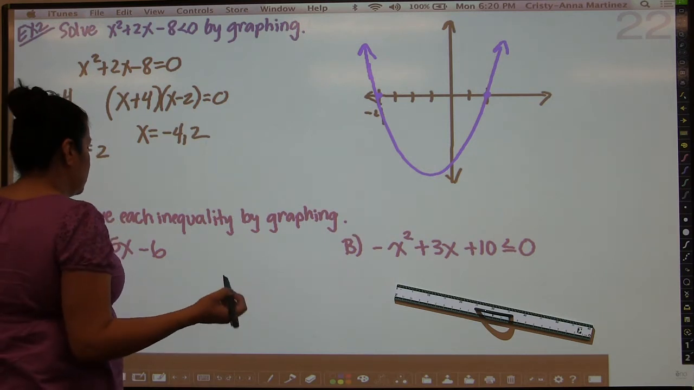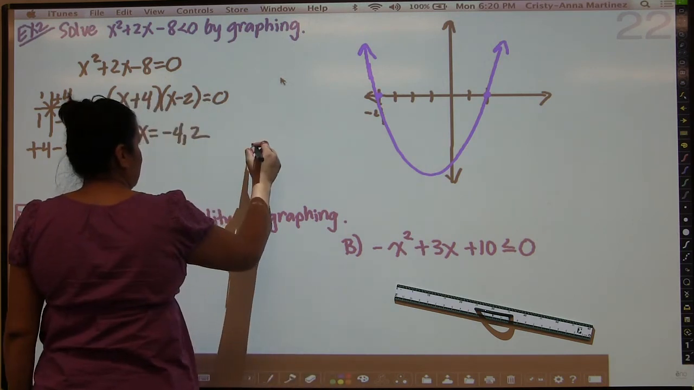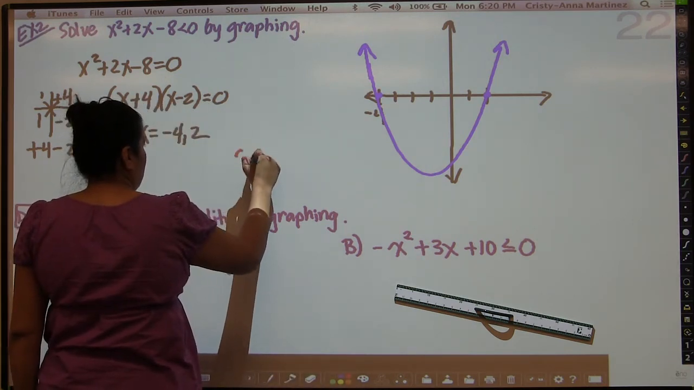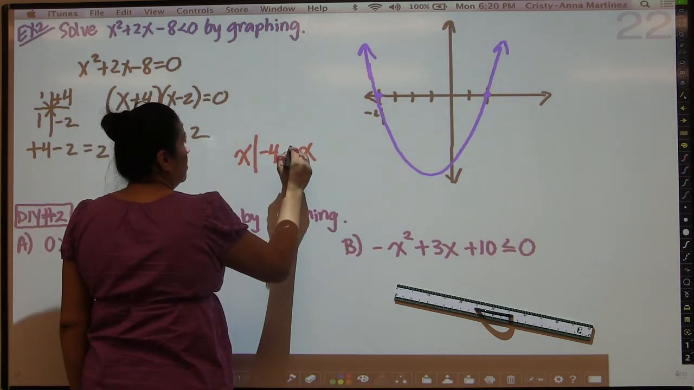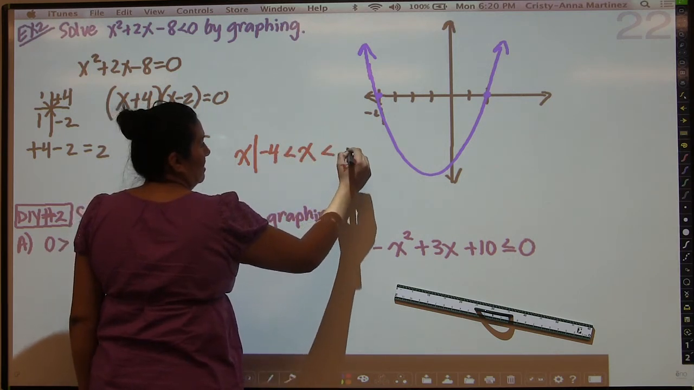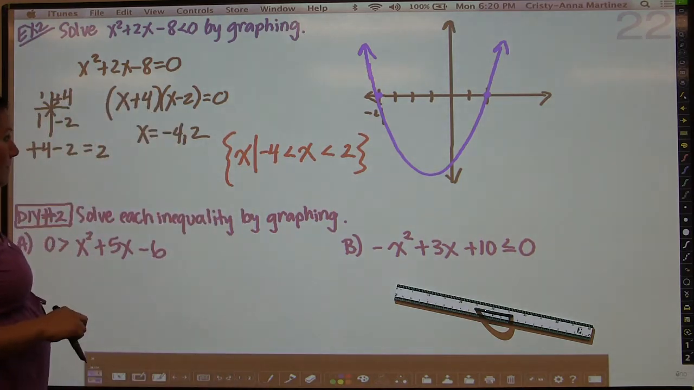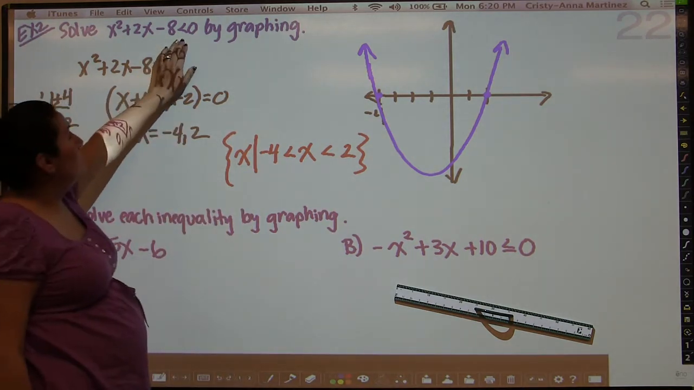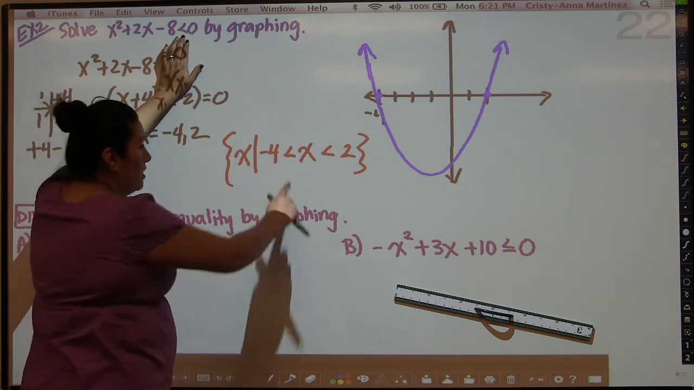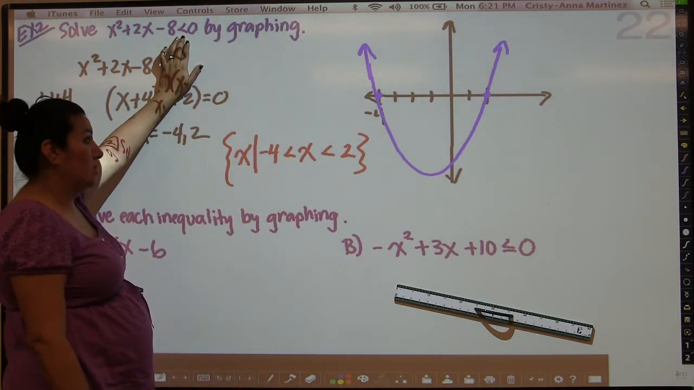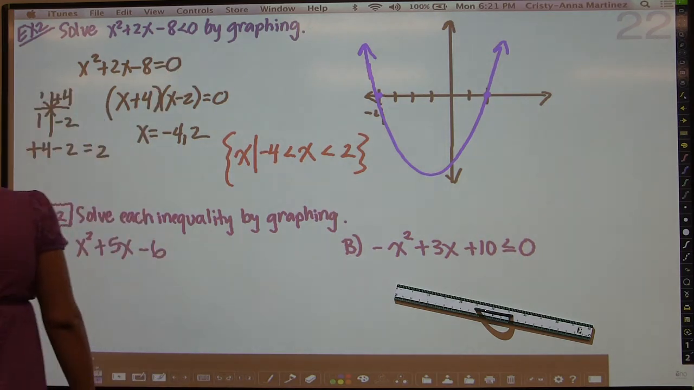Okay, so in this case, we want to write our answer in set notation. So we're going to say that the values are going to be all x's such that x's are between -4 and 2. And that's how you write your solution in set notation. Notice that I didn't put equal to's because this didn't have an equal to, so I'm not including the -4 and the 2. If it said less than or equal to 0, then we could put equal to's here, and we would include -4 and 2. But we're not including -4 and 2, just everything in between -4 and 2. All right.